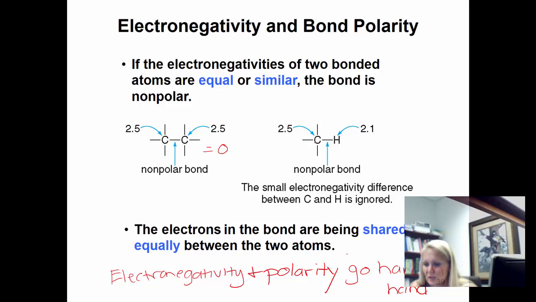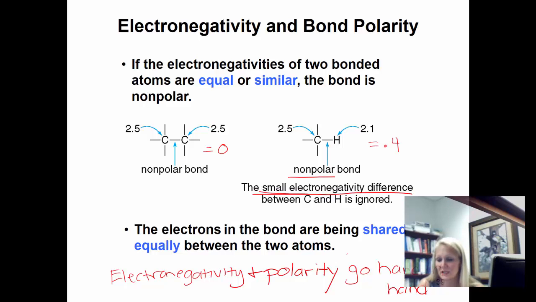Here we have a carbon and a hydrogen. If you look back at that table, it's about 2.5 to 2.1. So 2.5 minus 2.1 equals 0.4. This is so small of a difference that we consider it to be negligible. It's ignored. And so we still consider a CH bond to be non-polar, meaning there's not a big difference between the electronegativity.